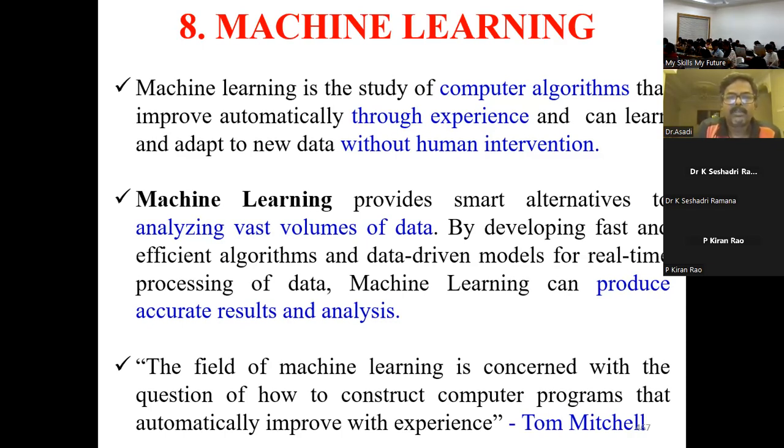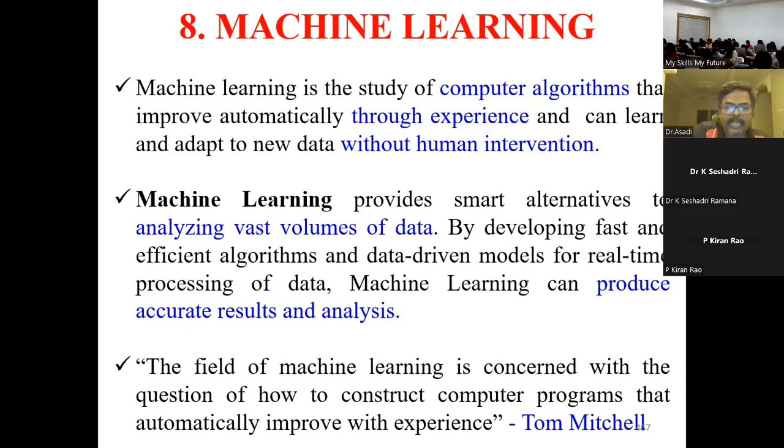So machine learning provides smart alternatives to analyze vast volumes of data by developing fast and efficient algorithms and data-driven models for real-time processing of data. Machine learning can produce accurate results and analysis. The field of machine learning is concerned with the question of how to construct computer programs that automatically improve with experience. See, now the students are experienced with Python programs. One program I have shown, remaining programs you are executing with your own experience. That is called, I'm training you as a model.